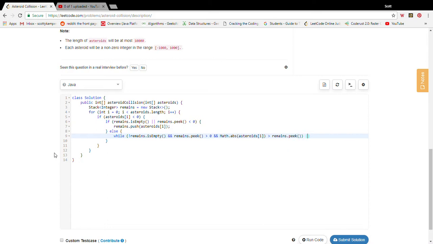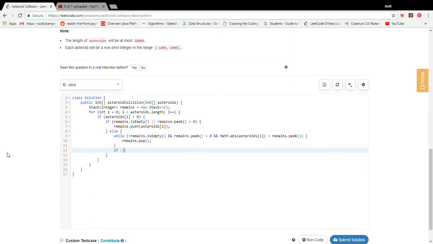What will we do in this case? Well, what this signifies is we have elements in our stack. The element is greater than 0, meaning it's moving to the right, and the absolute value of the left moving asteroid that we're processing right now is greater than the asteroid moving to the right. What does that mean? That means the asteroid moving to the right is going to explode. And we will signify that with remains pop by taking it off the stack. So that right moving asteroid explodes and we don't worry about it anymore. All gone.